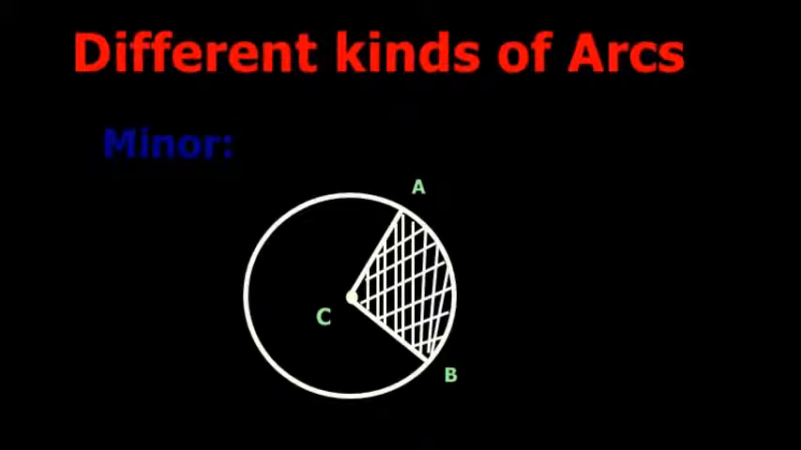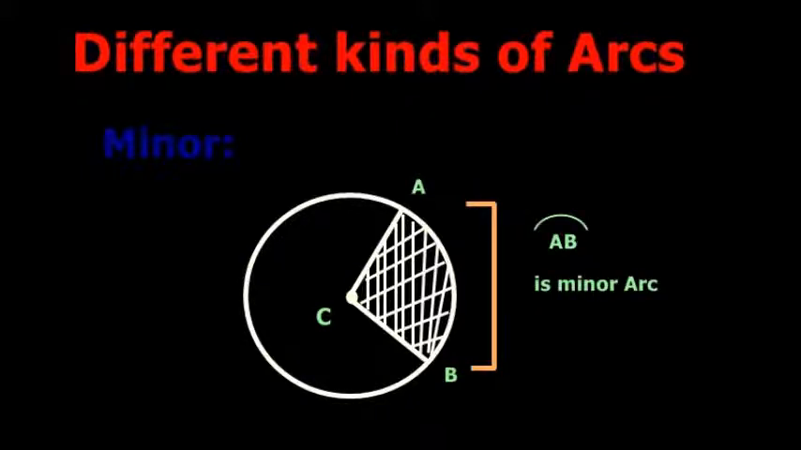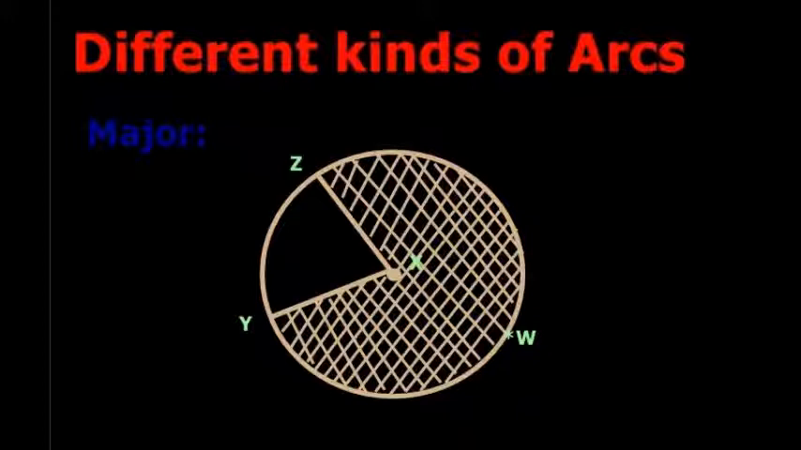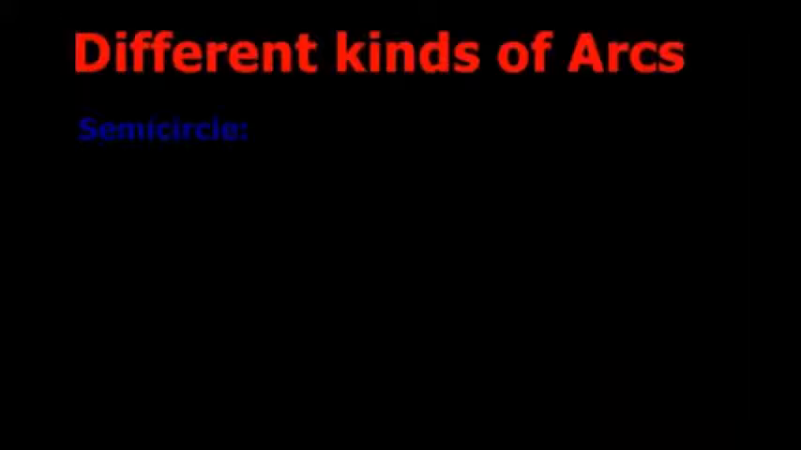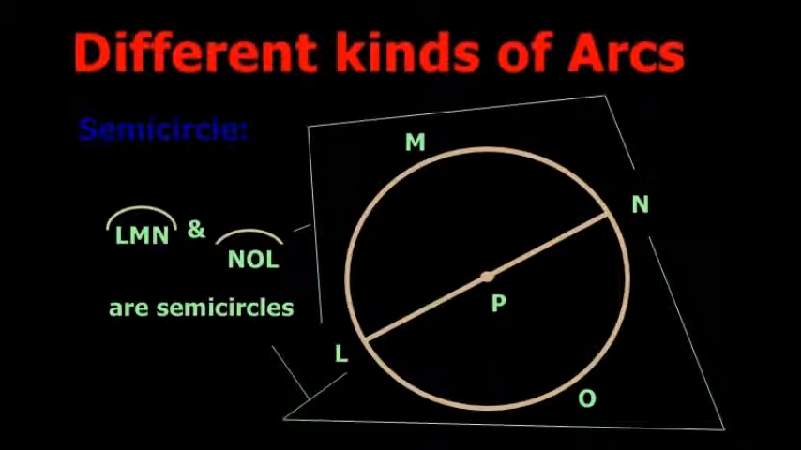Different kinds of arcs. Minor. In the figure, it is arc AB which is the minor arc. Major. The figure YWZ serves as the major arc. Semicircle. Arc LMN and NOL are semicircles because it is half the circle.